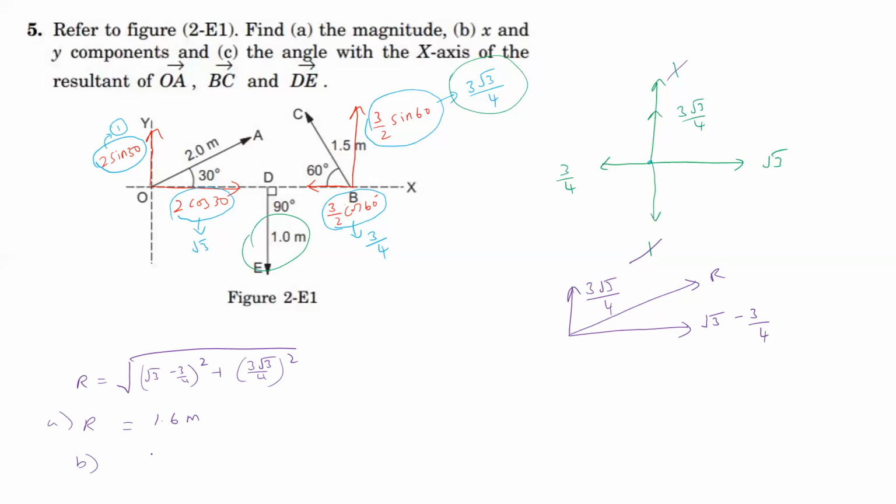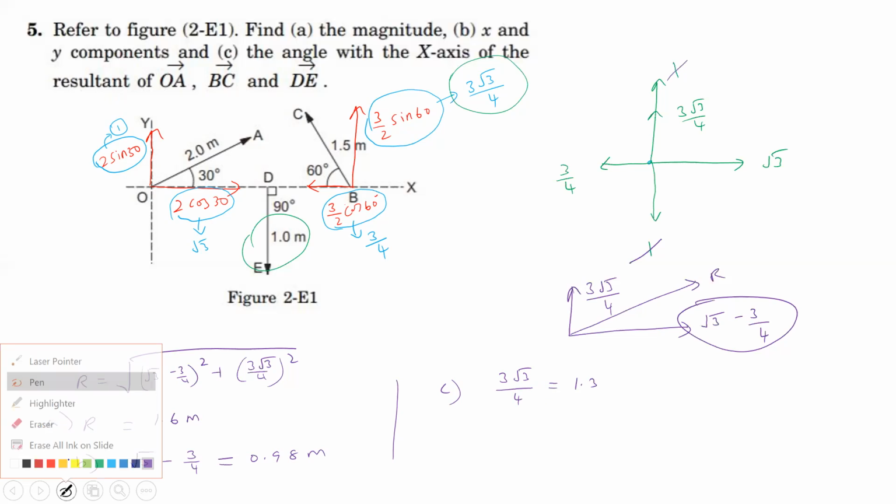Second one, the magnitude of the x component we want. The x component magnitude is root 3 minus 3 by 4, which is equal to 0.98 meter. And the third one, the magnitude of the y component. The y component is 3 root 3 by 4, that is equal to 1.3.